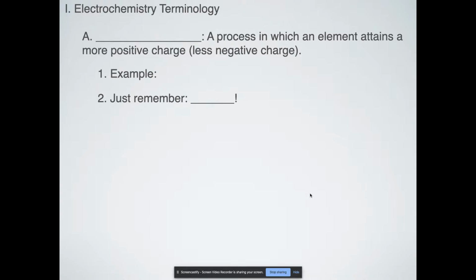Today we're going to be looking at electrochemistry terminology and how you can find the oxidation numbers for different elements. So to start with, we're going to look at oxidation. Oxidation is a process in which an element attains a more positive charge.